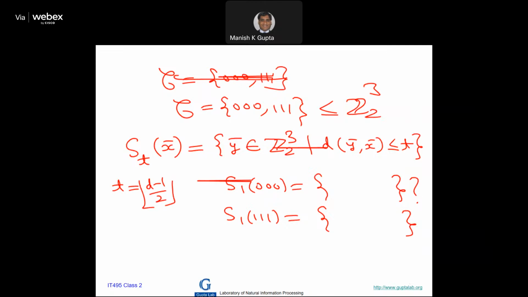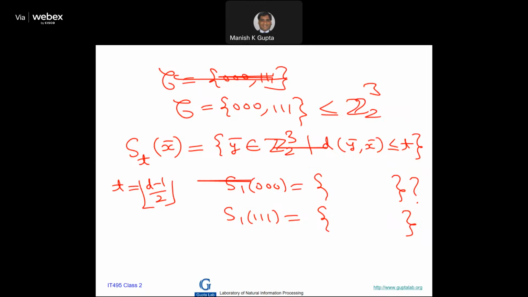Take this code C, just write it down, and now what you do is draw a sphere of radius t for each x in C. There are two vectors here, 0, 0, 0 and 1, 1, 1. And what is the definition of the sphere? All those vectors y in Z2^3 such that the distance between y and x is less than or equal to t.